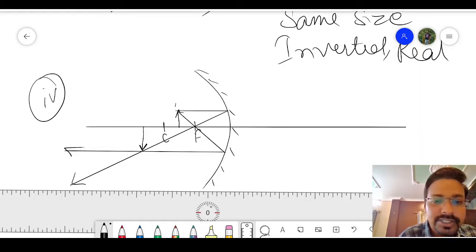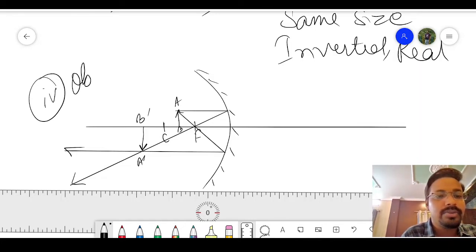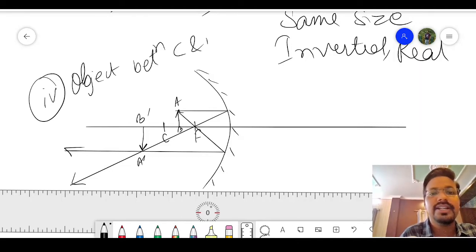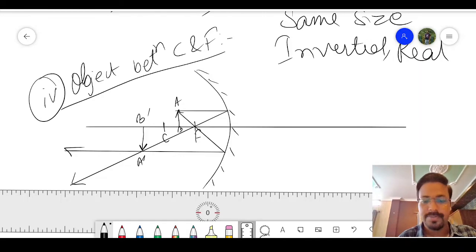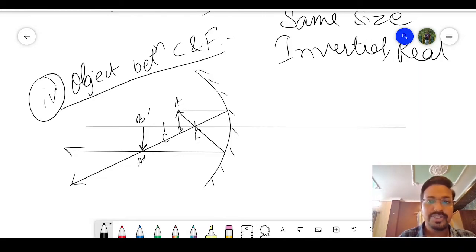Okay, so if this is AB, this is A dash B dash. So where was the object now? The object was between center and focus. As the object was between center and focus, the image has been formed between center and infinity. Formed between center and infinity.